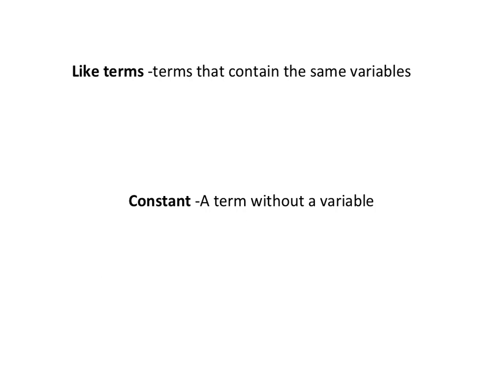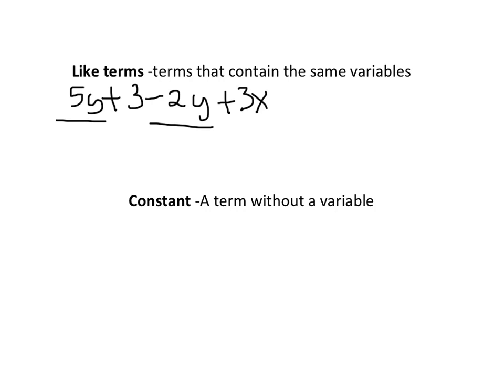Alright, we have our next term, like terms: terms that contain the same variables. You've probably seen this before, but here's an example. What are the like terms? The like terms are, of course, the same variables, 5y and negative 2y. It doesn't matter what the coefficient is, as long as the variables are the same. Plus 3 and plus 3x are not alike because they don't have the same variables as the y's.